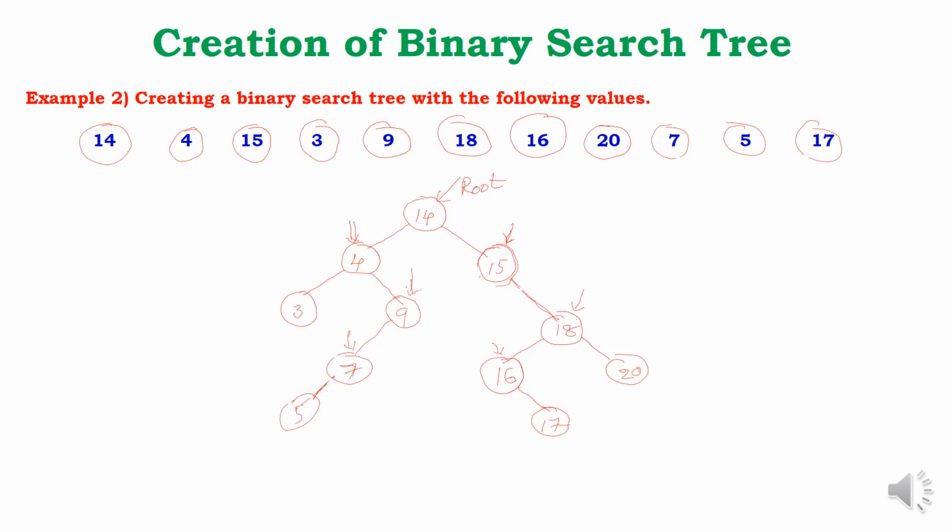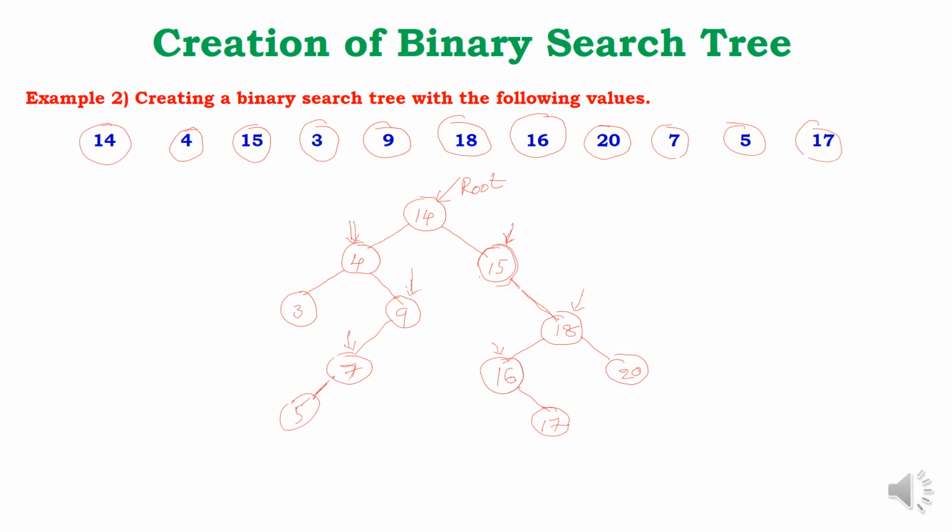So right node is greater than root node. Everywhere it is satisfying the three conditions. First one is left value should be less than parent value, right value should be greater than parent value. Again, left and right are binary search trees and there are no duplicate values. So we have constructed a binary search tree in this fashion. So like this, we can create any binary search tree with given values.